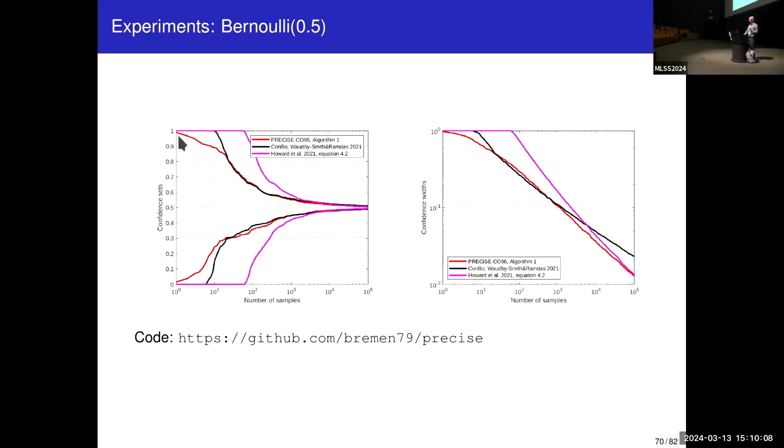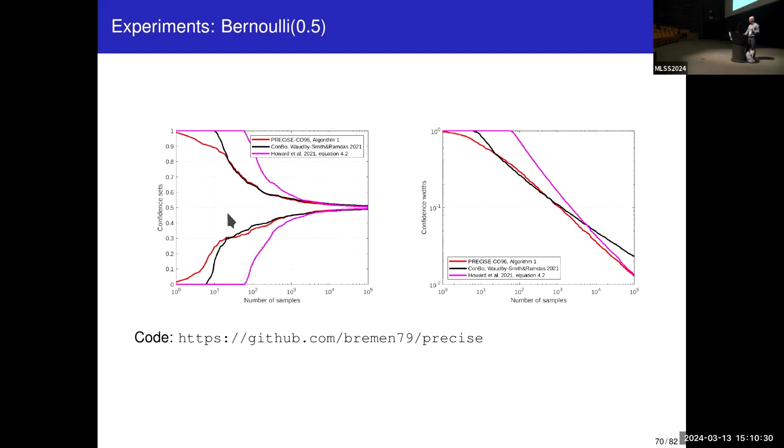Now, the red line is my algorithm. And you can see here, look, this is just with one sample. And the interval here is already a little bit smaller than 0.1. Already with one sample, you shrink a bit your confidence interval. And so it's never vacuous.